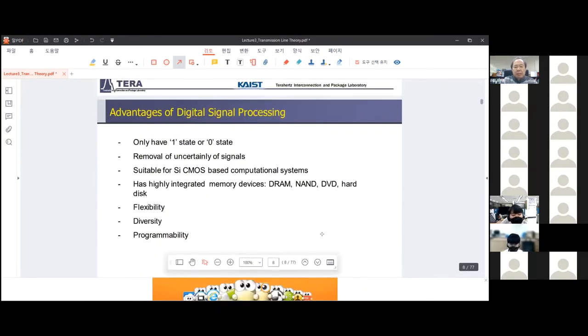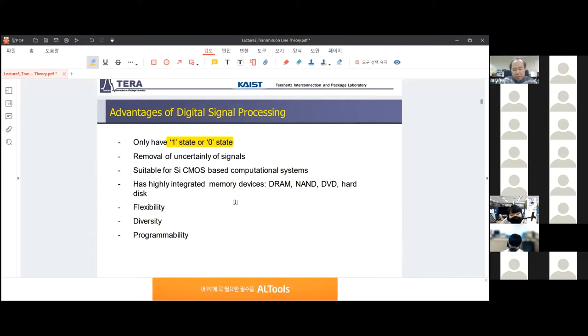But anyhow, let's talk about the advantages of digital signaling. We only have one or zero state, and we do not have uncertainties. Because we have only zero and one state, we can apply the digital logic design principles, and we can still use the CMOS-based computing architectures. So by using zero and only one state, we were able to remove the uncertainty of signals. And that is good for silicon CMOS-based computational systems, as I mentioned before.